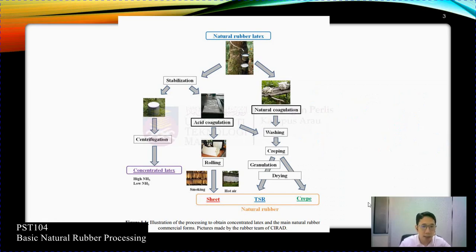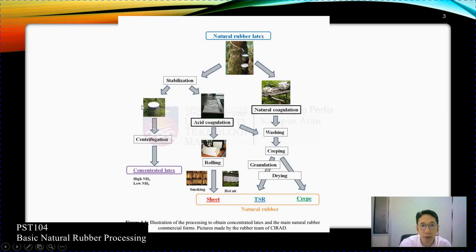This is the figure illustrating the processing to obtain concentrated latex and the main natural rubber commercial forms. Basically, any natural rubber will be collected from the rubber tree itself. As we tap the rubber tree, it produces latex, and the latex will be further divided into 2: with stabilization, to maintain the natural rubber latex in latex form, or auto-coagulated.